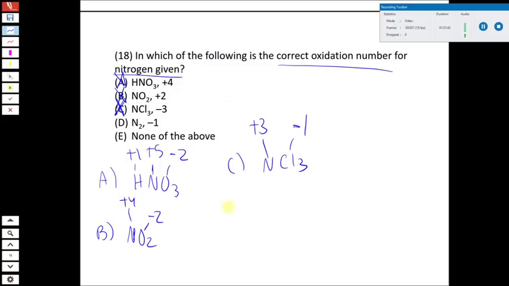And then finally for choice D, we have an element by itself, N2, no charge. So what's the oxidation number? Someone said it already. 0. So that's not -1, it's 0 if it's a neutral element with nothing else in the formula. So all of these are wrong, which means you have to make the psychologically difficult decision to pick none of the above as the answer. All of those have the wrong oxidation number for nitrogen.